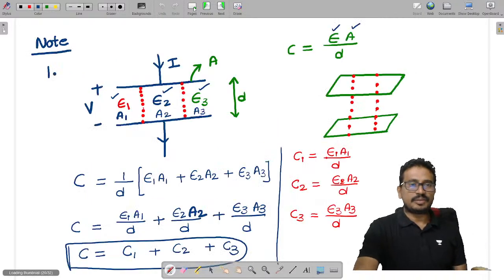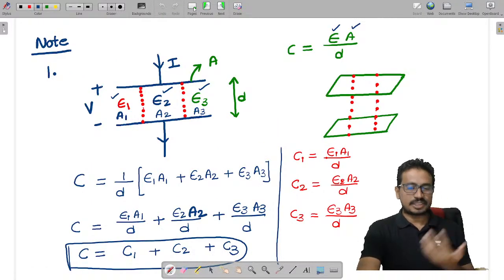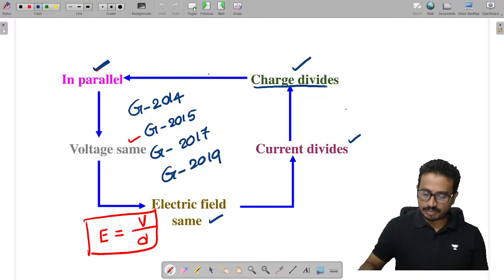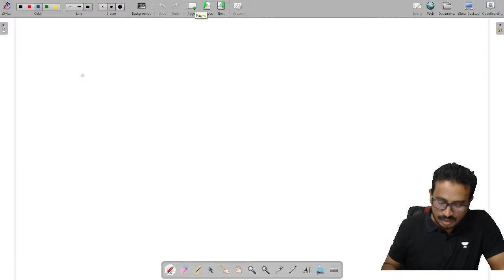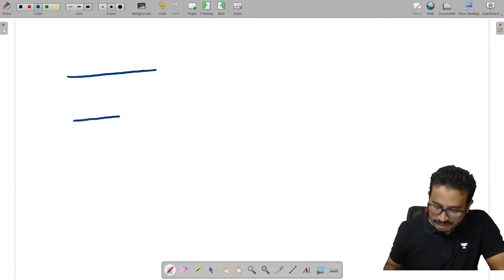Now here you need to remember this thing from the next time onwards. You need to remember this analysis like this. Look carefully here. Tomorrow we are going to discuss another type of capacitors, and for that this understanding is required.